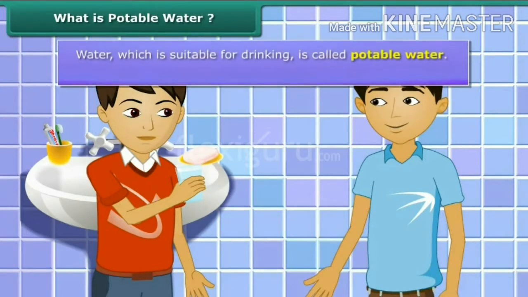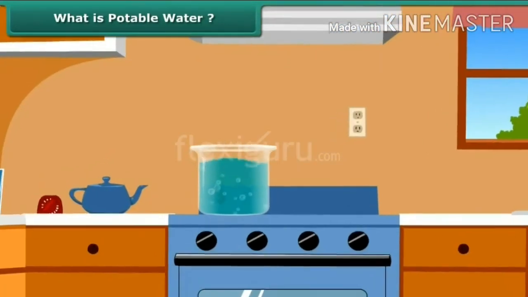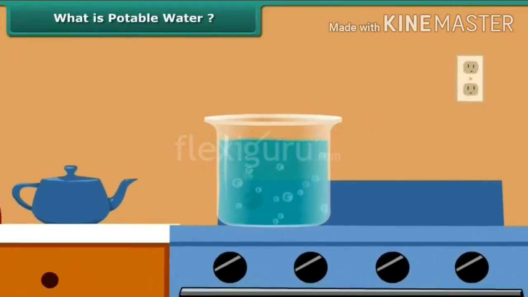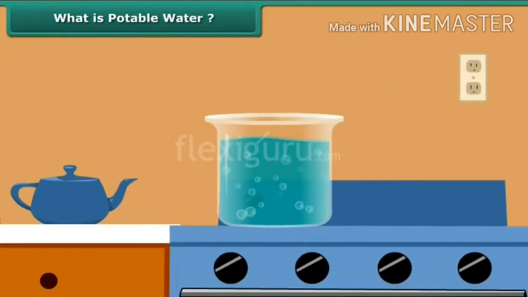Water which is suitable for drinking is called potable water. Water can be made safe for drinking. Can you tell why we boil water before drinking? Because boiling kills the harmful microorganisms present in the water.